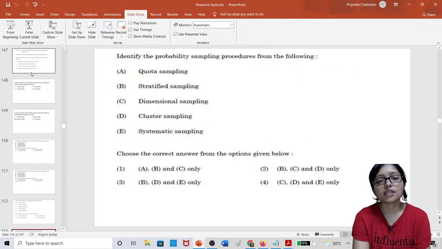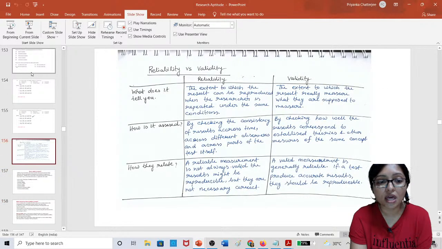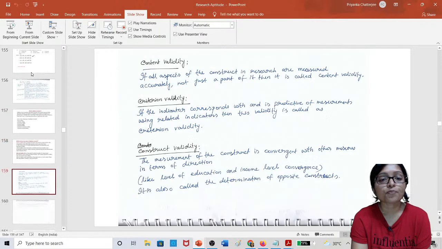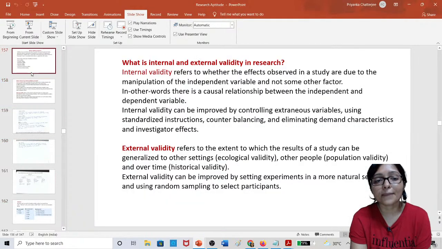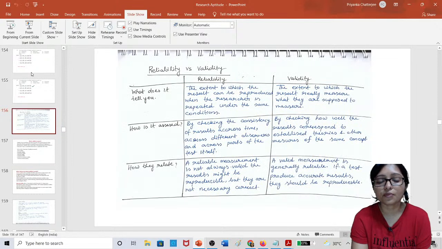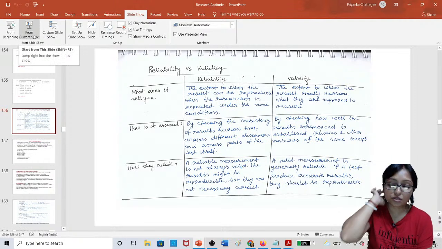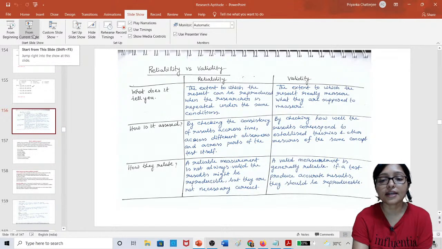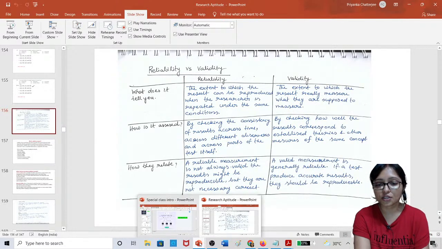This sampling question we did yesterday, and today we are going to do reliability, validity, and after that different types of validity, different types of measurement. These are the topics we are going to do here, and after that we will do some questions. That is the plan. And tomorrow, not tomorrow, Monday, I will take the live mock test through 2021 previous year's questions. Be ready for the live mock test.